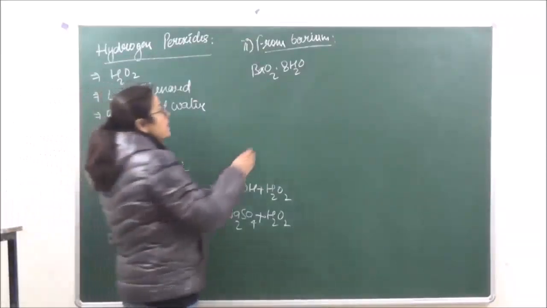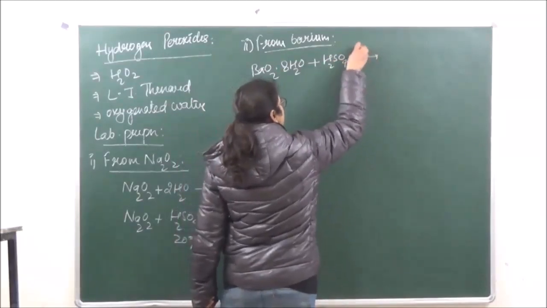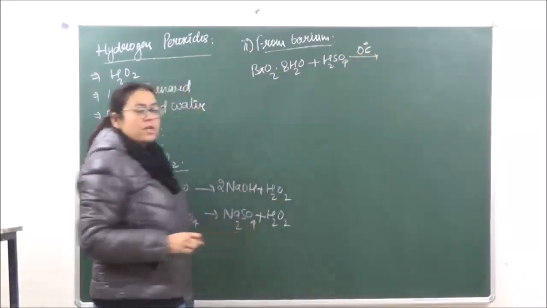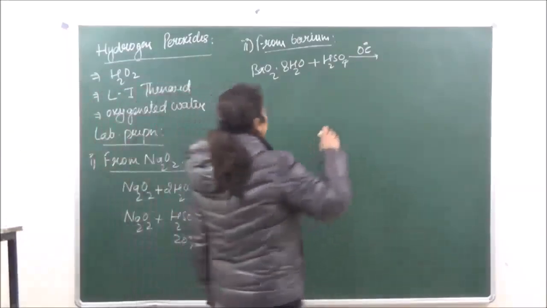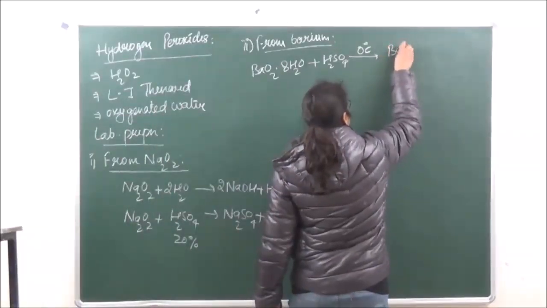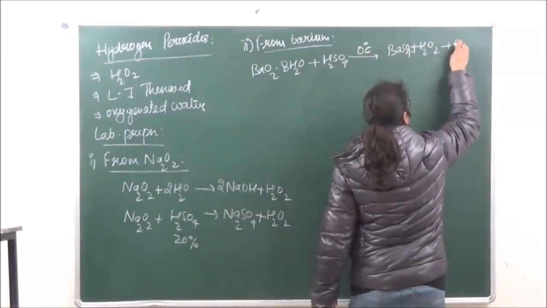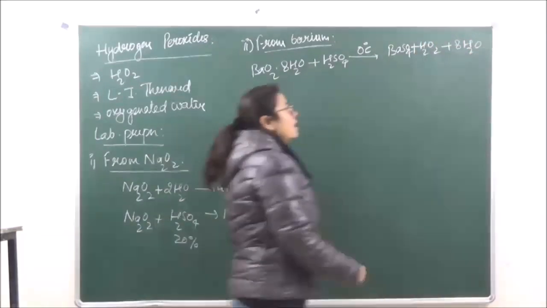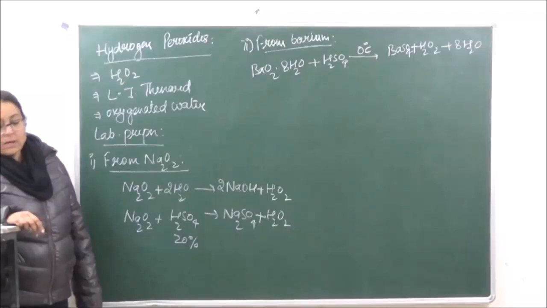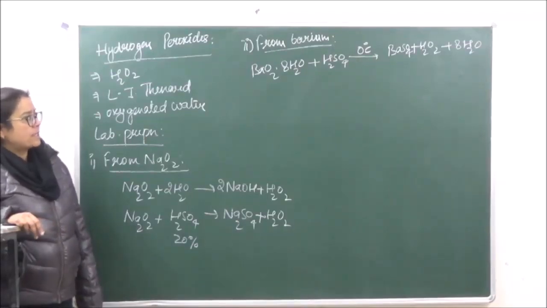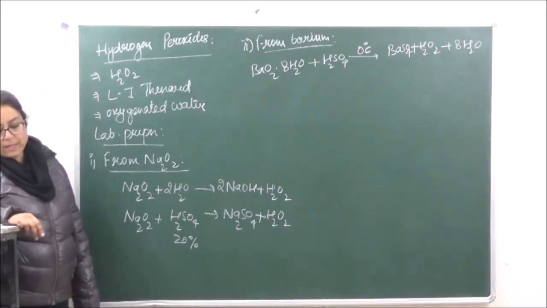We react this with sulfuric acid and the temperature is decreased to as low as 0 degrees Celsius, when we are going to get barium sulfate, hydrogen peroxide plus water. Now over here the barium sulfate which is formed is going to be filtered and the solution of H2O2 can be obtained, right?